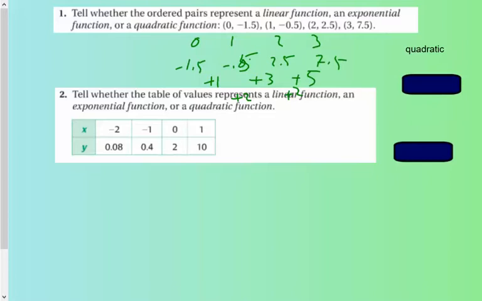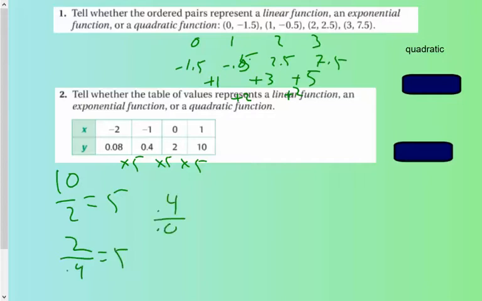Okay, let's take a look at the next one here. And I've noticed some multiplication here, multiplying by 5 every time. And if you don't recognize that, do 10 divided by 2, that's 5. Do 2 divided by 0.4, that's 5. Do 0.4 divided by 0.08. If you divide them, you're going to get the same number. So that's going to be our exponential function.